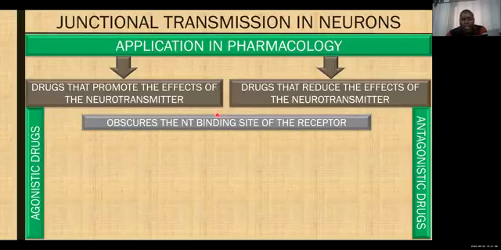One of the options is we can have a drug that obscures the binding site of the neurotransmitter on the receptor. Tell me, if we have such a drug, will that drug have agonistic effect, which means mimic the effects of the neurotransmitter? Or will such a drug have antagonistic effect, which means it will cancel the effects of the neurotransmitter? Anyone?